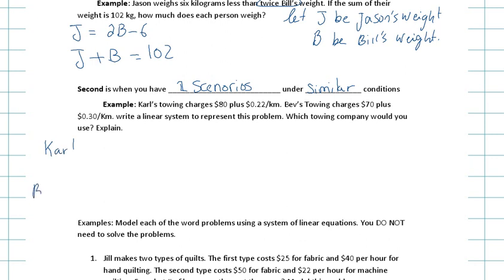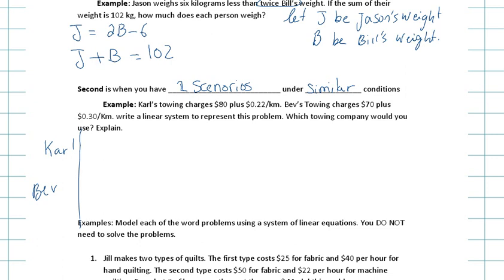Now, for both of them, what am I comparing? The price for towing, so that's the cost, versus how many kilometers, right? So cost and distance, this is what I'm comparing. So their total cost versus how much distance they're driving, okay?